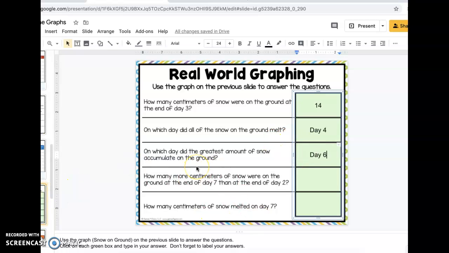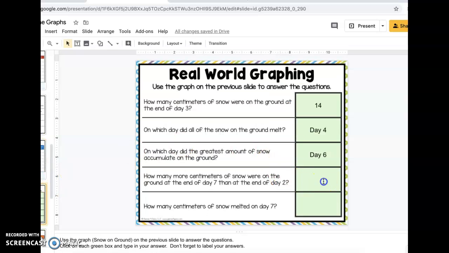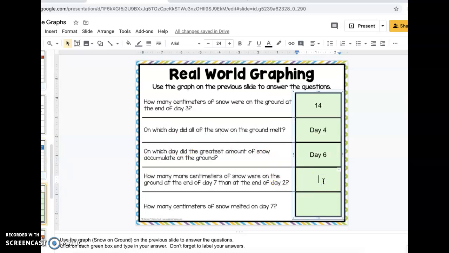How many more centimeters of snow were on the ground on day 7 versus day 2? So that's telling me a difference, and when there's a difference, we need to subtract. So, day 7 versus day 2. Day 7 was 20, day 2 was 11. So, 20 minus 11. Pause your video. You should have put 9 centimeters.